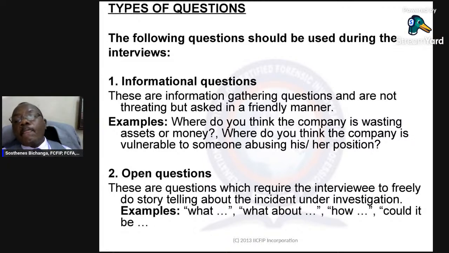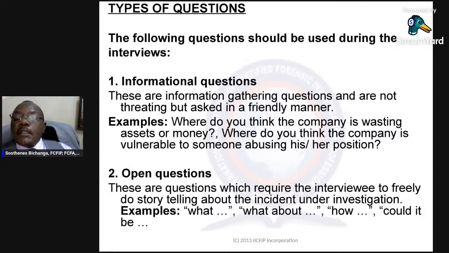Types of questions during interviewing. Number one is informational questions. These are questions that will enable you to get information in a non-threatening manner. Examples are, where do you think the company is wasting assets or money? Another one, where do you think the company is vulnerable to someone abusing his or her position? Next is open questions. The examples are what about, how, could it be. The open questions will lead to storytelling, so that you get more information about what happened.